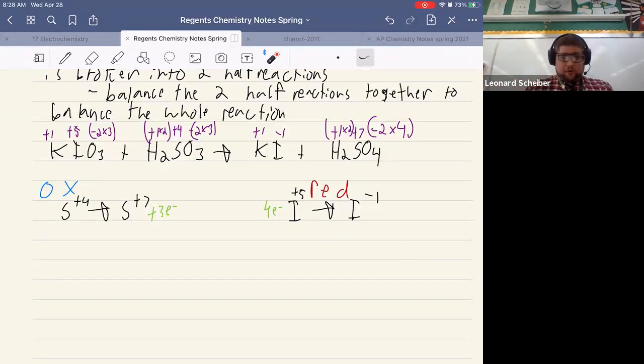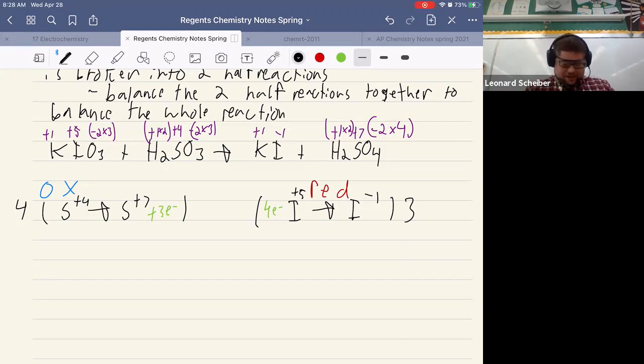So we can have a 3 and a 4, but that's an easy fix. We just multiply the half reaction by some number. And we're going to have 4 of the oxidation half reactions and 3 of them. Why? So then we have 12 total electrons.